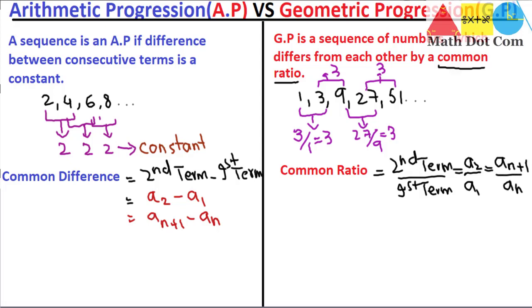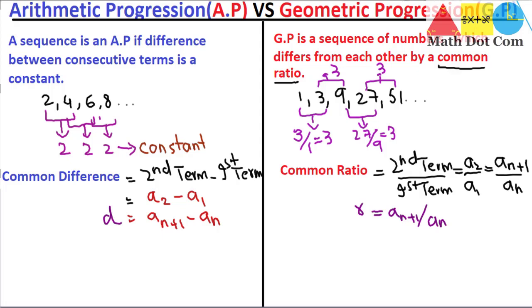So common ratio and common difference can be found by these formulas, and keep in mind that the common difference is represented by d and the common ratio is represented by r. r is equal to a(n+1) divided by a(n). So this is how they differ from each other.